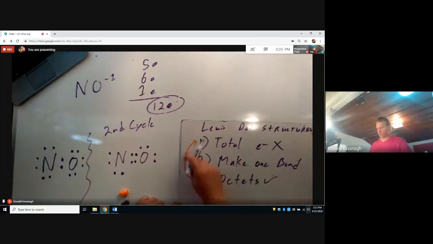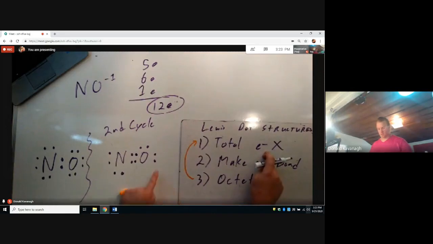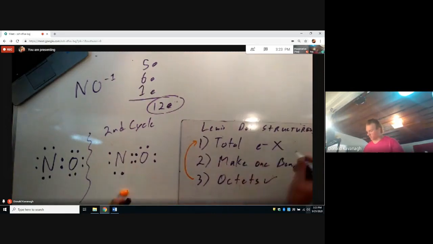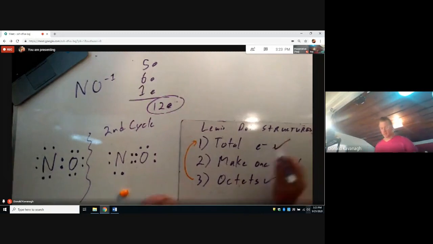Now I'm going to cycle back up to step 1. I'm only allowed to have 12 electrons. This picture now has 12 electrons, and every atom has an octet, making this prediction of double bonds our final, correct prediction. Thank you.